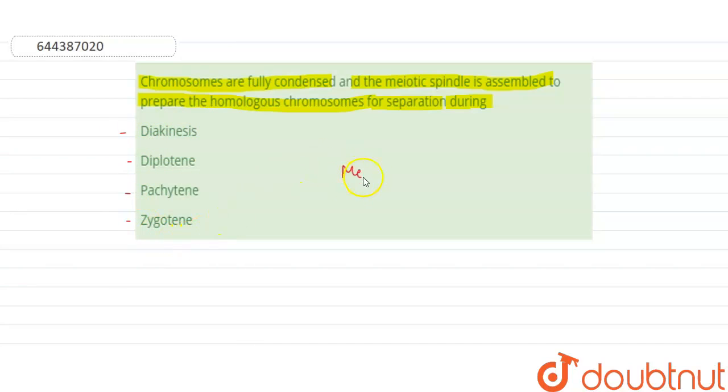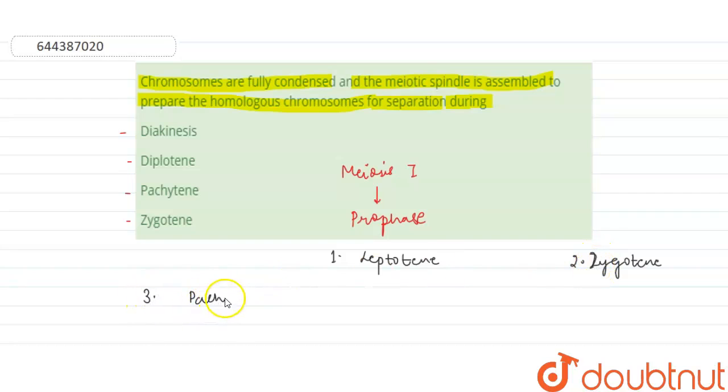So as we know, this meiosis 1, particularly prophase, has 5 phases. The first phase is leptotene. The second phase is zygotene. The third phase is pachytene. The fourth phase is diplotene. And the fifth phase is diakinesis.